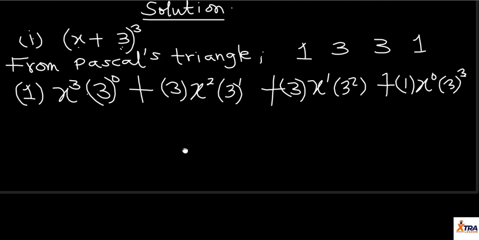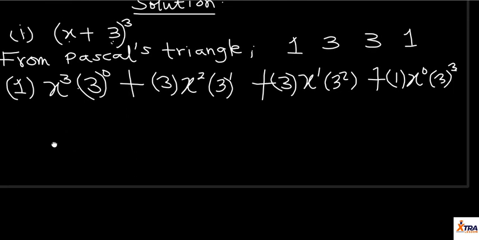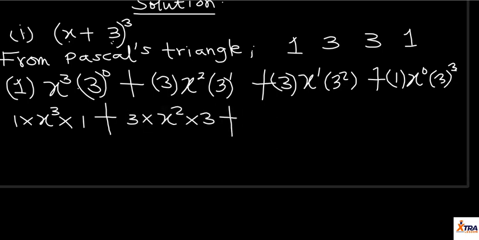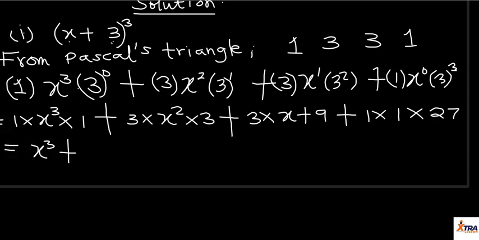Now, from here, this is 1 times x raised to power 3 times 3 raised to power 0, which is 1, plus 3 times x squared times 3, plus 3 times x raised to power 1, which remains x, times 3 raised to power 2, which is 9. Then we have 1 times x raised to power 0. Remember that any value raised to power 0 is 1, aside from 0 itself. We know 3 raised to power 3 here is 27. Moving on, this gives us x cubed plus 9x squared plus 27x plus 27.